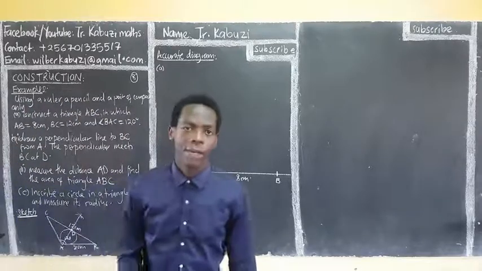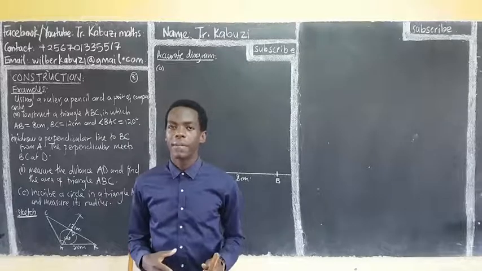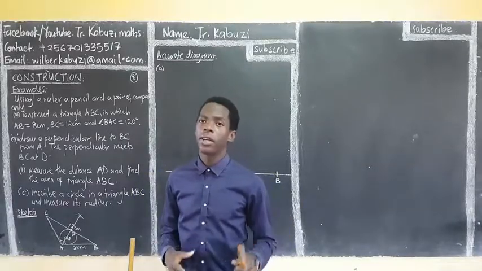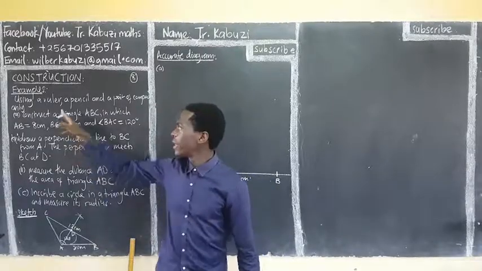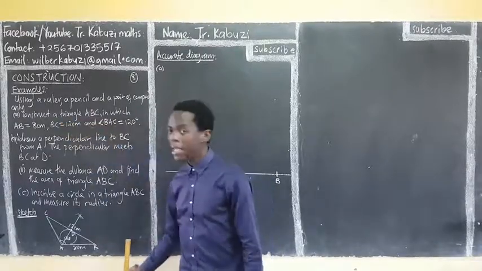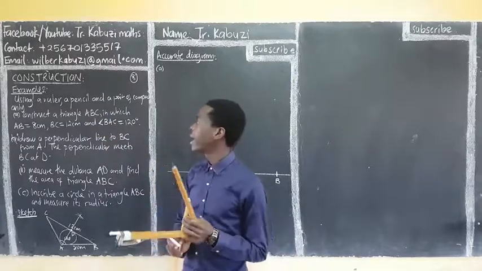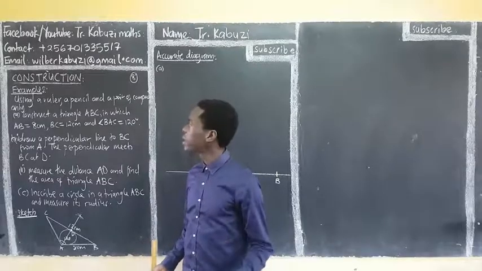Okay, so now we have another question here. We are going to see the most important thing: how to construct a perpendicular from a point to a line. Let us go through the question using a ruler, a pencil, and a compass. Only those are the things we use.